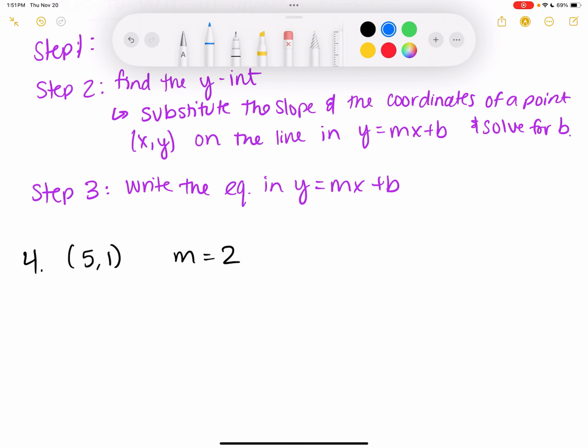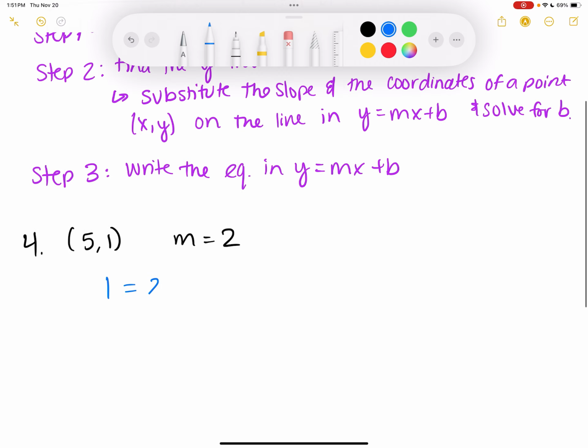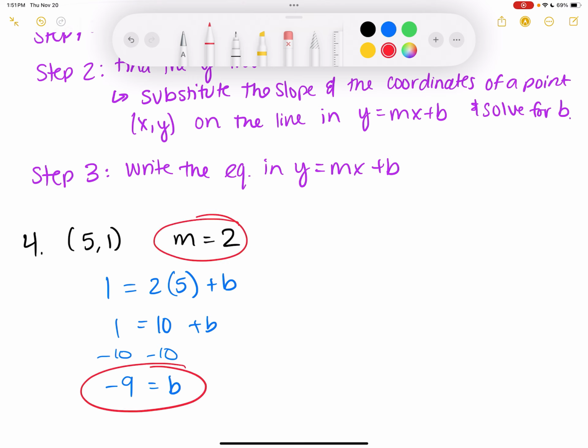So I'm going to take this equation, y equals mx plus b, and I'm going to replace y with 1 is equal to m is 2 times x is 5, and then plus b. And I'm going to solve for b. So 2 times 5 is 10. So now I can subtract 10 from both sides. So negative 9 is equal to b. So that means I now have a slope and I have an intercept. So my equation is y equals 2x minus 9.